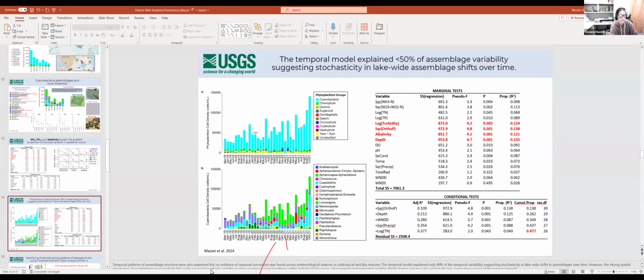So the seasonality in Lake Okeechobee wasn't as predictable as the spatial patterns. There is a whole lot of variability we're seeing here, but we weren't able to attribute that to any successional shifts between, say, dry and wet season happening on an annual basis in a predictable cyclical or seasonal way.